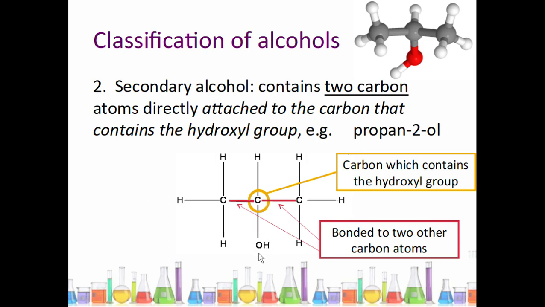A secondary alcohol then is when the carbon with the hydroxyl group on it contains bonds to two carbons. So again, our hydroxyl group is here. Look at the carbon that it's attached to, and how many bonds to other carbon atoms does that have? There's two bonds here shown in pink, so it's bonded to two other carbons, so that makes it a secondary alcohol.